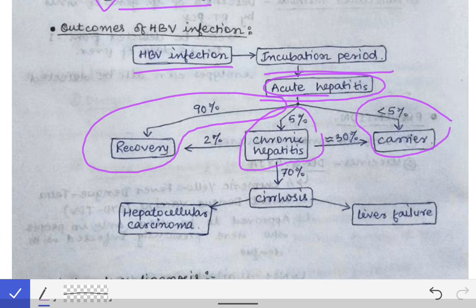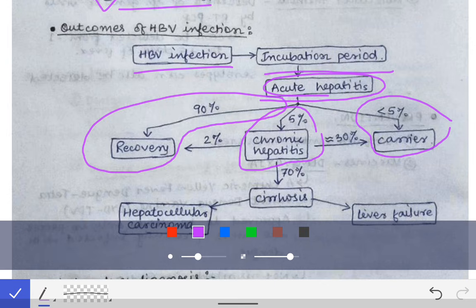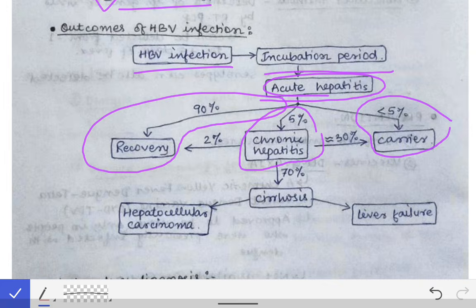Now, as it turns into chronic hepatitis, then 2% of cases of those chronic hepatitis may again go to the recovery phase.